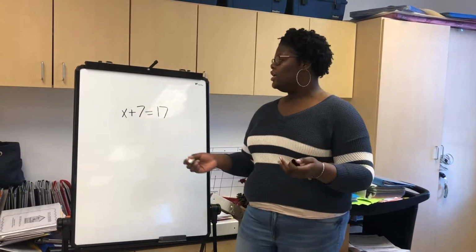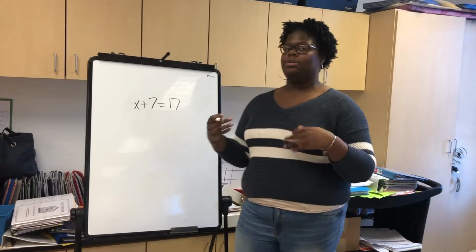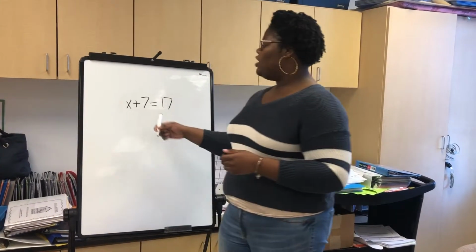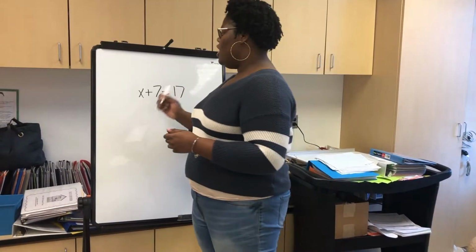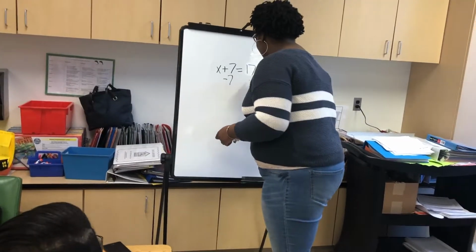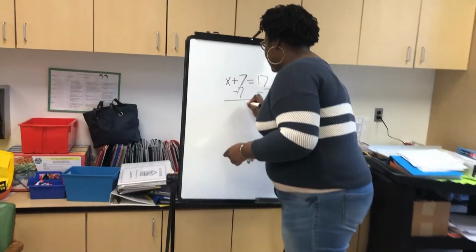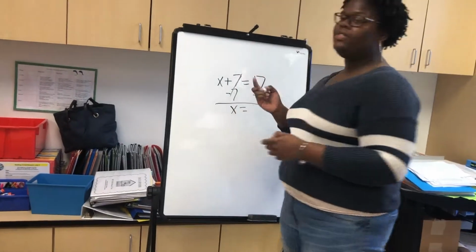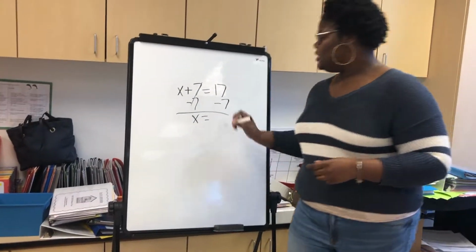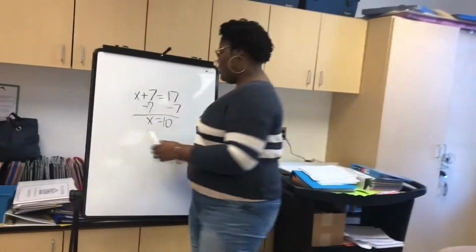We understand that addition is the opposite of subtraction and multiplication is the opposite of division. Since we have x plus 7 and a plus sign, what do we want to do? Subtract. And what do we subtract? 7. Right. So we're left with x is equal to 17 minus 7, which is 10. Now our variable is alone, and that's a one-step equation.